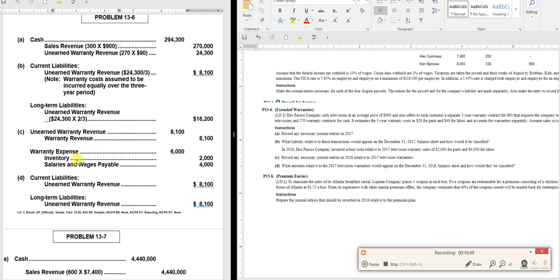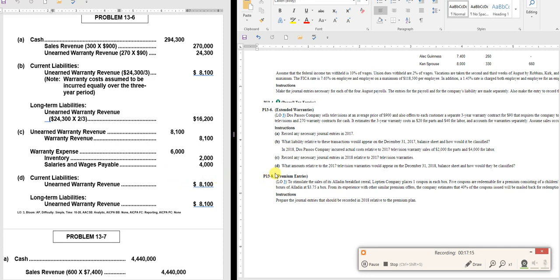If you gave them their money back, you'd credit cash. So you credit whatever you give them, and in this case it was parts, and I had to pay a repairman to do it, and it's a warranty expense. Notice that if I have a perfect guesstimate of that, my revenue would exactly offset my expense for the period, and notice it doesn't.